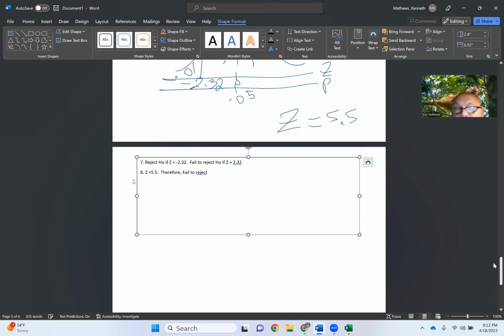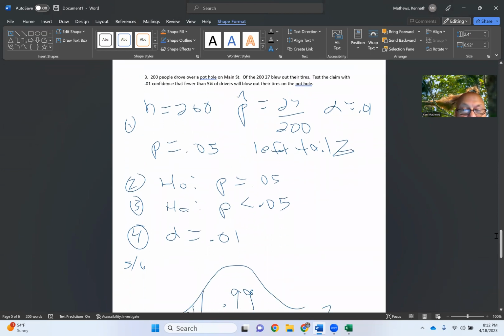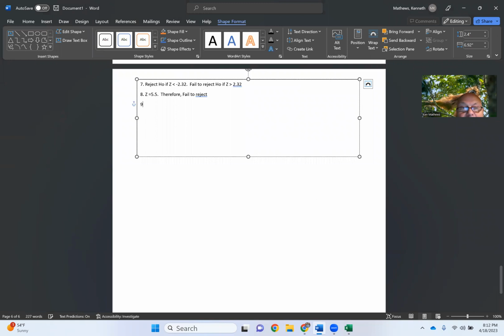So the claim is that the percentage of people who blow out their tires is less than 5%. Our data does not support that. So step 9, our evidence does not support that fewer than 5% of tires get blown out by the pothole. The claim is false. And there we have it.